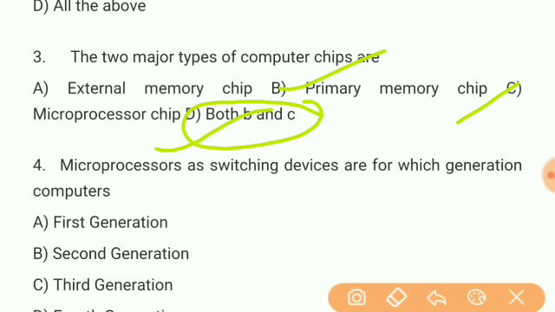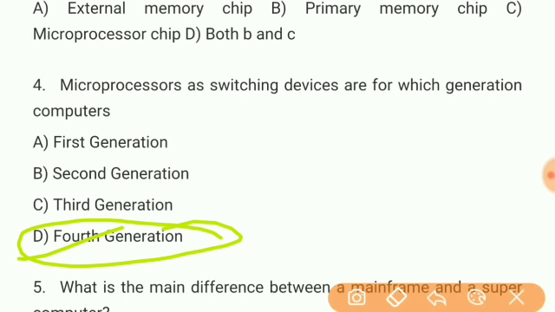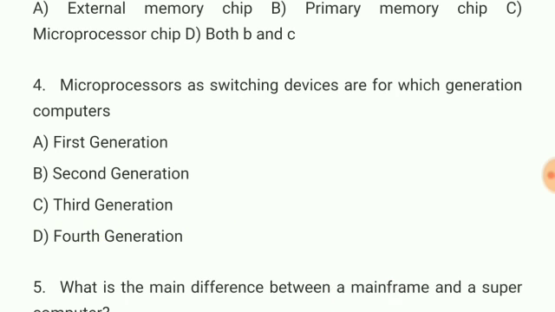Then number 4, microprocessors as switching devices are for which generation of computers? Microprocessors as switching devices are for the 4th generation computer. Okay, so let's move to number 5.